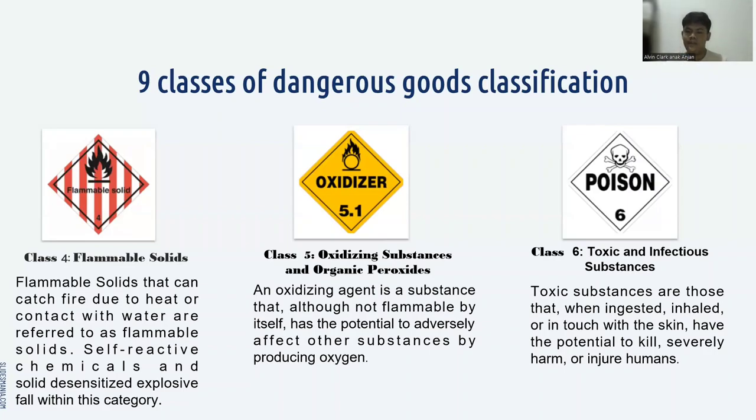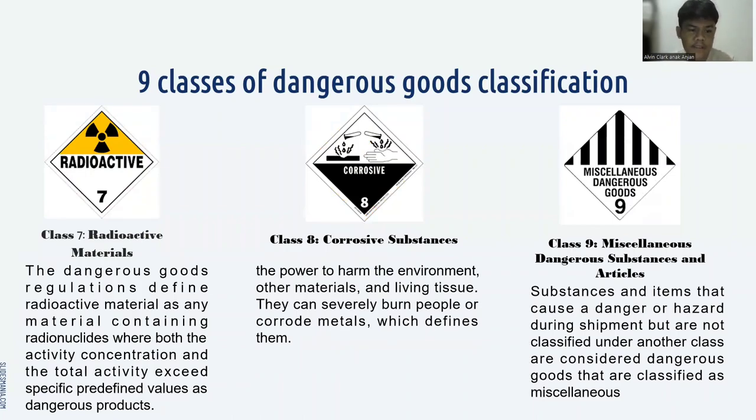Toxic substances are those that, when ingested, inhaled, or in touch with the skin, have the potential to kill or severely injure humans. Class 7 is radioactive material. The dangerous goods regulation defines radioactive material as any material containing radionuclides where both the activity concentration and total activity exceed specific predefined values. Class 8 is corrosive substance. They have the power to harm the environment, other materials, and living tissue. They can severely burn people or corrode metal. This defines them.